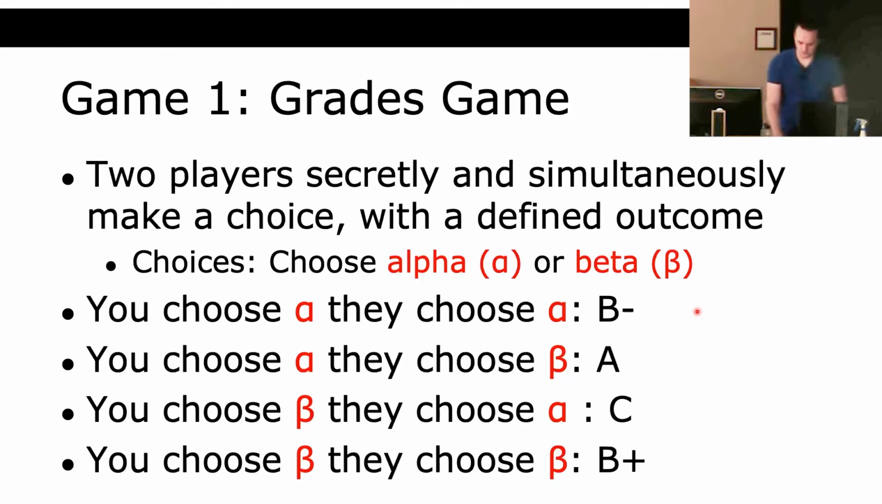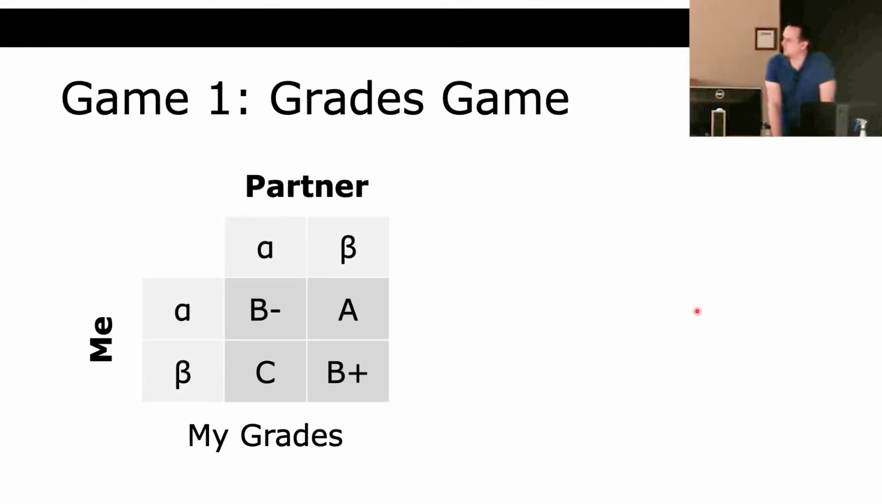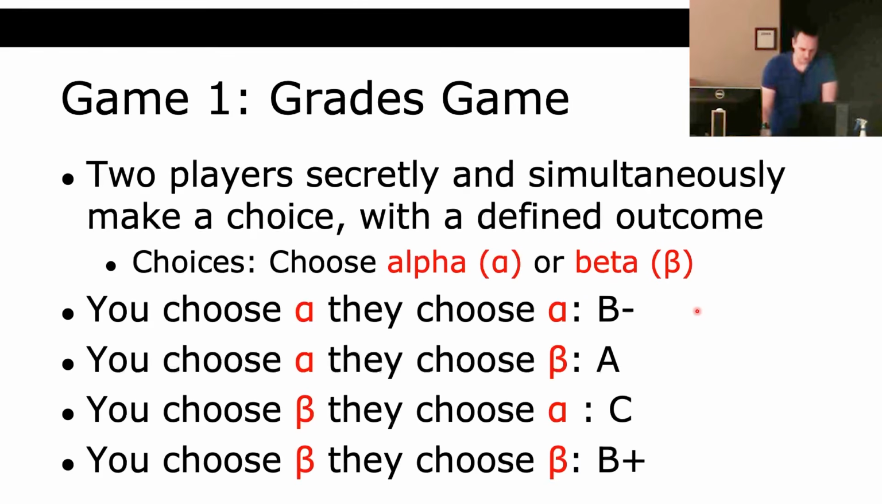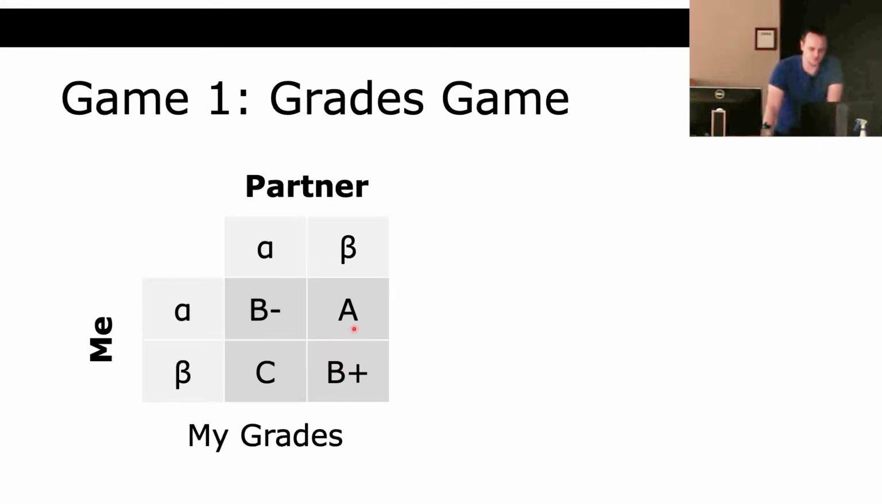So what we're going to do is we're going to phrase this as a matrix. Okay, so this is an outcome matrix. So that's why this is called matrix games. So these are games that we can put in matrices. So what I've done here, so alpha, alpha, B minus for me, alpha, beta, A for me, beta, alpha, C for me, beta, beta, B plus for me. I'm just going to put that into this matrix.